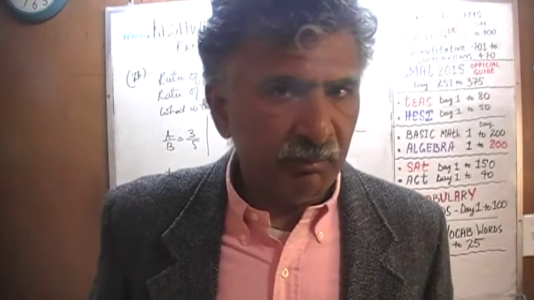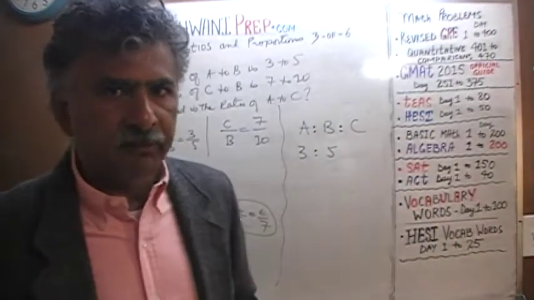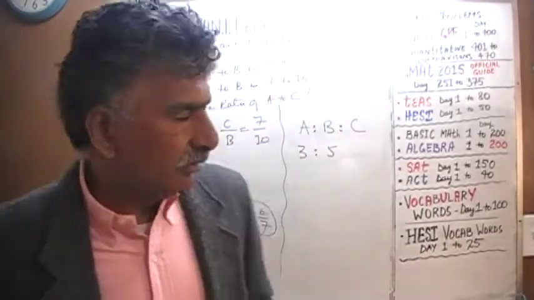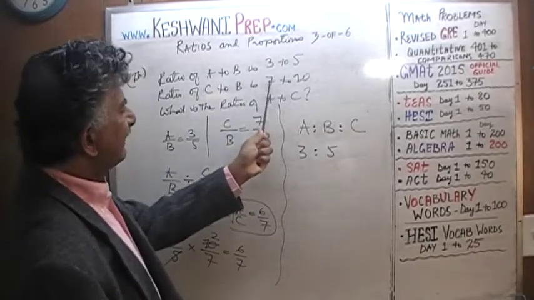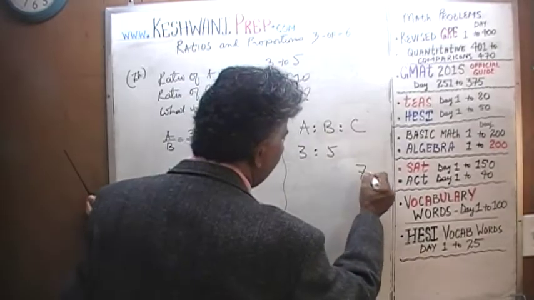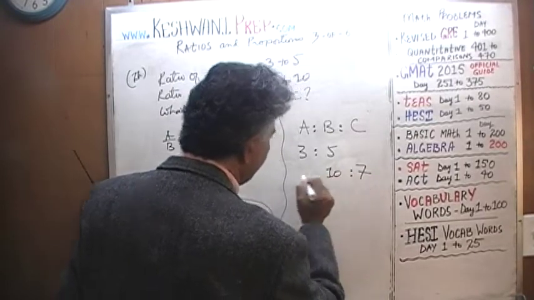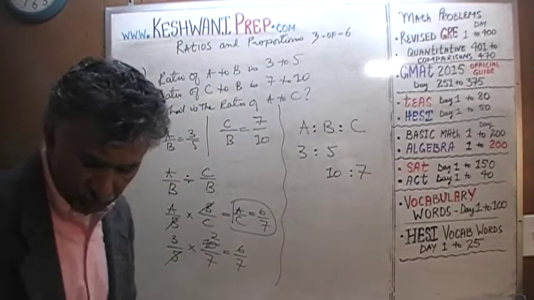That's where it pays to concentrate. I was going to say that's where it pays to pay attention, but that was a silly sentence. That's where it pays to concentrate. You understand? It is C over B. So C over B is 7 to 10. So it's going to be 7 C to B. You with me? I'm perhaps explaining too much, but look, we are done.